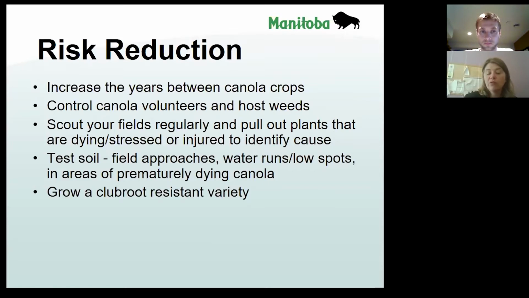Grow a clubroot resistant variety. There is a debate on this, whether or not you should be growing the variety from the get-go, or if you should be only growing it when you know that you have a risk. If you grow a clubroot resistant variety and you don't have any clubroot in your field, you are not overusing those genes that are in that variety, because there's nothing for those genes to combat in that field if you don't have clubroot in that field.